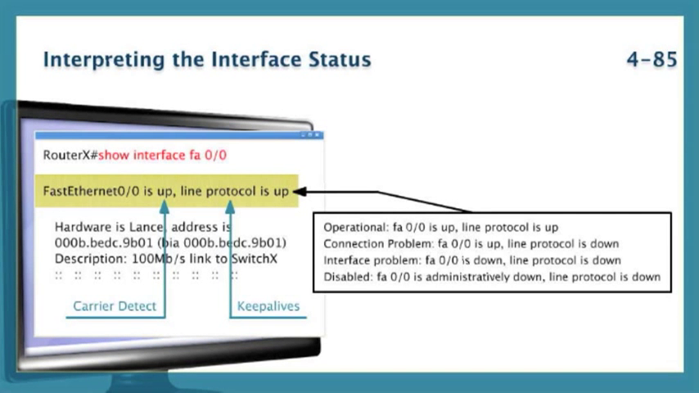That's an easy way to remember those two. Layer 1 is up, layer 2 is up. If you went in and shut down the interface with the shutdown command, it would say administratively down, line protocol down. If you had some type of connection problem, you'd be up, down. And if the interface itself was damaged or the other side of the link was down, you'd get a down, down indication. So an easy way to remember this is the first indication is layer 1 and the second indication is layer 2.